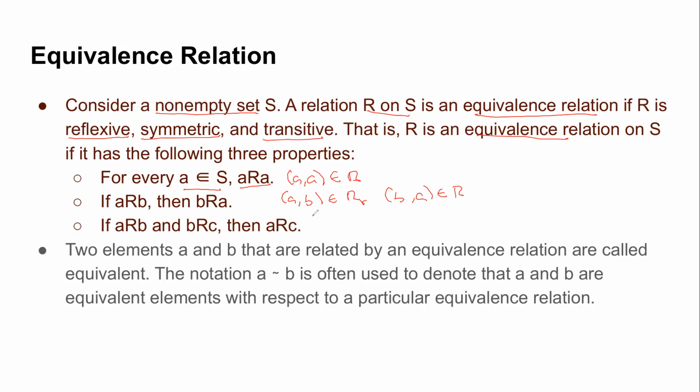And in general, if we have ordered pairs of the form (A, B) in R and (B, C) in R, then (A, C) should also be in R, right? So if your relation is symmetric, reflexive and transitive, it's known as an equivalence relation. The elements related by this relation are said to be equivalent, and it is normally denoted A equivalent to B. Okay, so any popular example which is an equivalence relation?